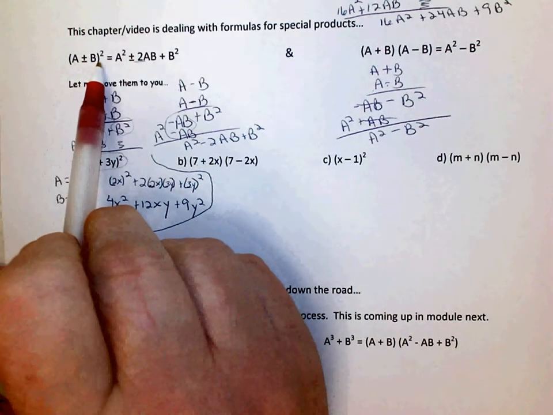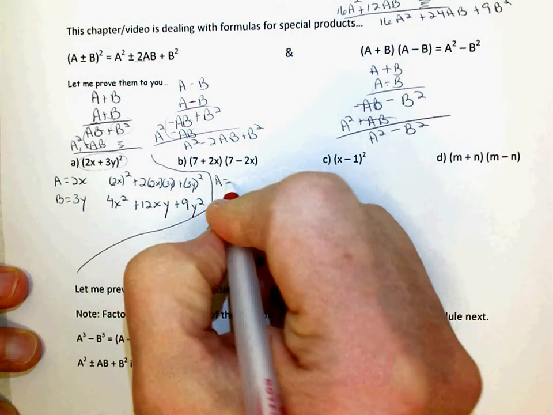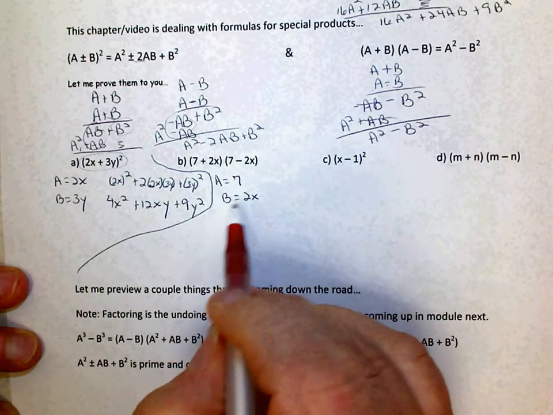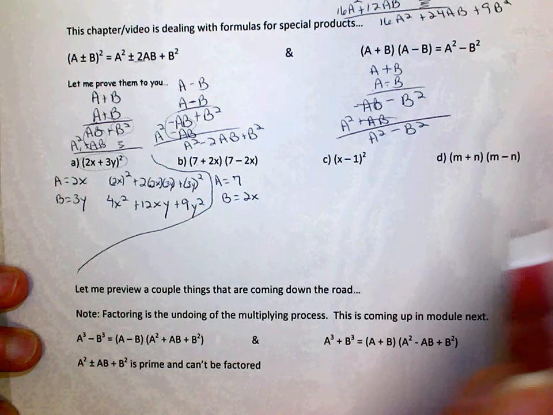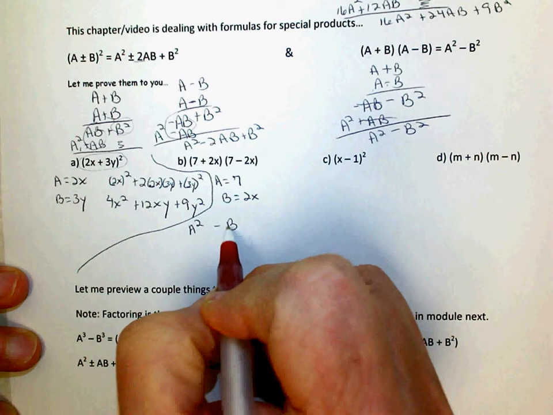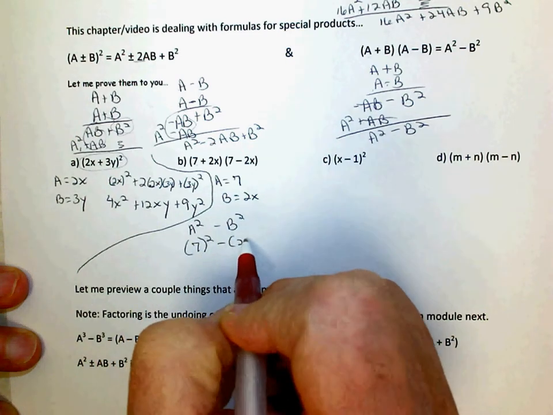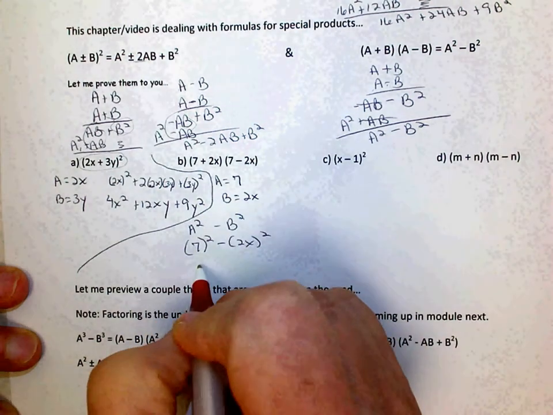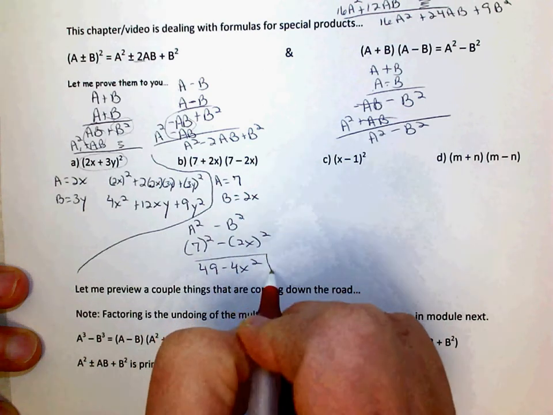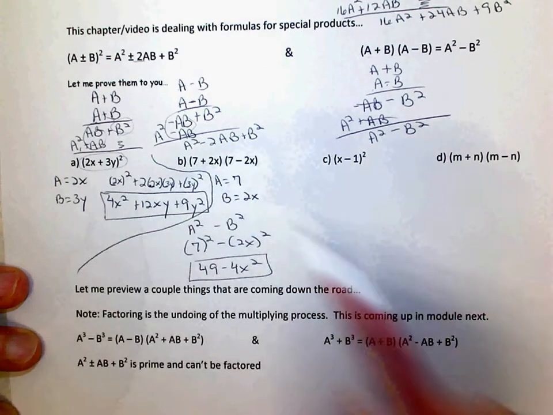Now, 7 plus 2x, 7 minus 2x. That's only one piece squared, so it has to be this one. So my A is 7, my B is 2x. Notice I'm not taking the signs with it because our formula takes care of the signs. So my A squared minus B squared, so that's 7 squared minus (2x) squared, 49 minus 4x squared. Whew. That's a lot of stuff, y'all. It's a lot to remember.